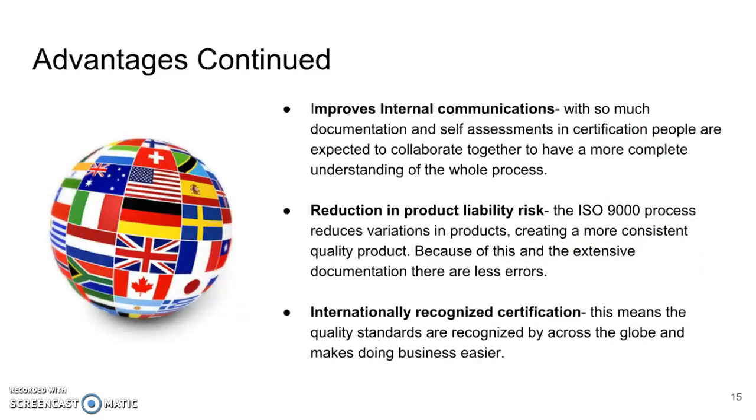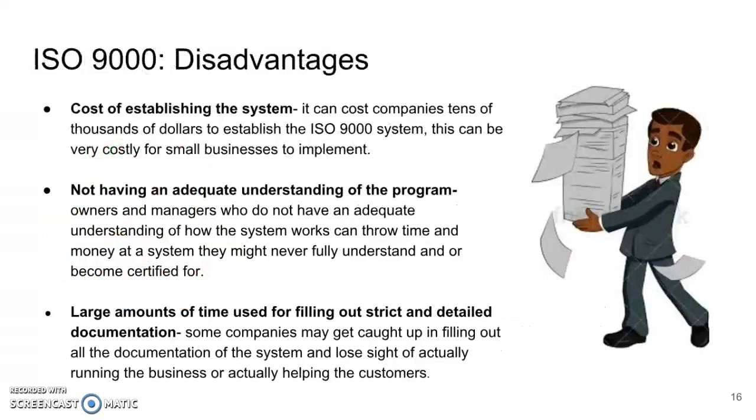You'll also be improving internal communications because you have all that documentation and self-assessment. You have to get people on the same page in order to get these improvement methodologies to stick. There's also a reduction in risk with your product liability. There is less variation in your product, so you have more consistency and fewer errors. One of the biggest things here is that ISO is internationally recognized. It's a certification that people around the world are going to recognize.